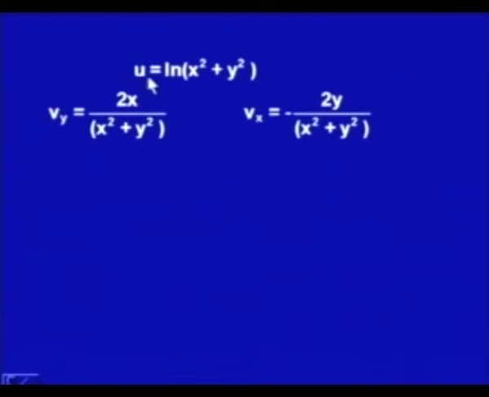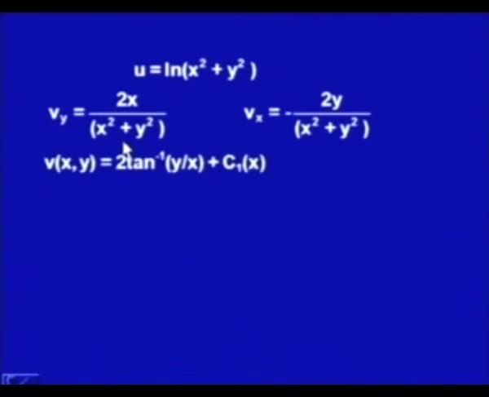Once it is established that u is a harmonic function, we can make use of CR equations to find its conjugate. So, ux we have already computed, this will be equal to Vy according to CR equations. So, Vy is 2x over x square plus y square. Similarly, Vx will be minus of Uy, which we have computed as this. So, using CR equations, I have expressions for Vy and Vx.